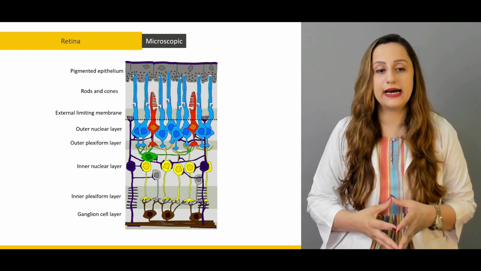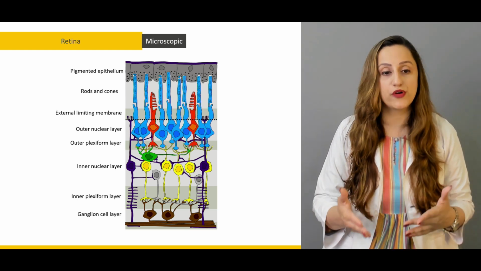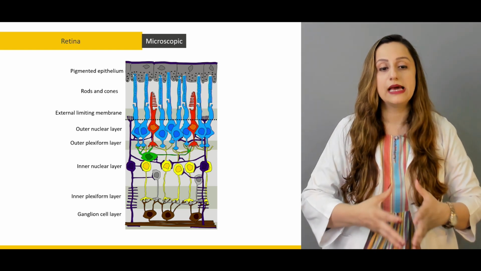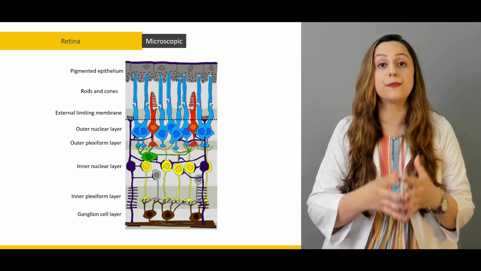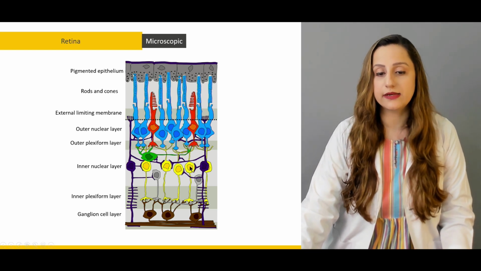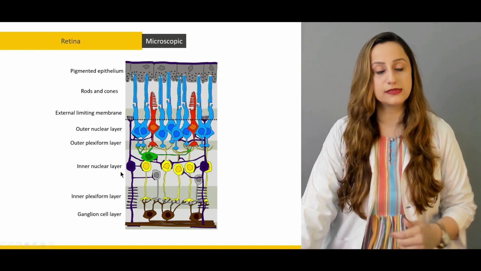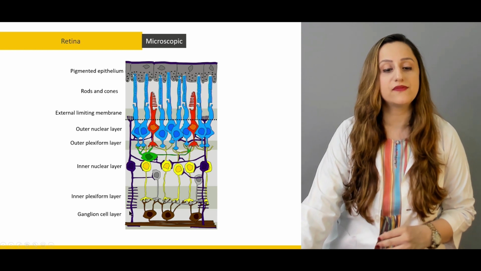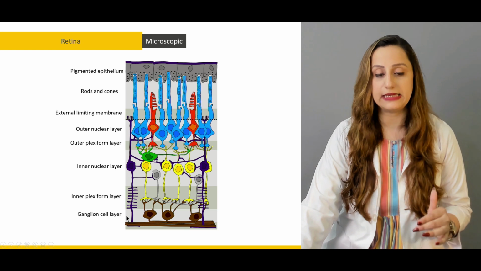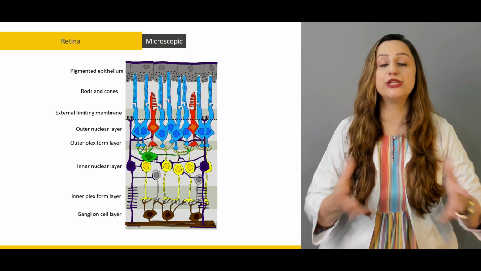Overall, we can see that we have the pigmented epithelium, and moreover, we have the rods and the cones, the external limiting membrane, the outer nuclear layer, and the outer plexiform layer is present over here. Then we have the inner nuclear layer almost lying over here. We have the inner plexiform layer lying over here. And then we have the ganglionic cell layer lying almost beneath. So these are the 10 layers that we usually observe.